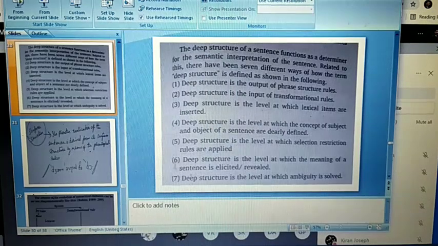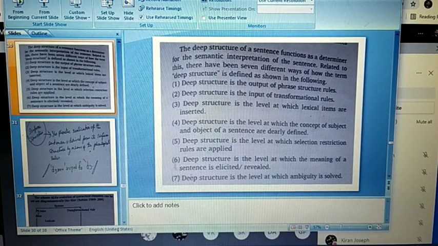So now deep structure, we have to understand deep structure. What do you mean by deep structure? Can you see a new slide? Hello? Can you see a new slide? Hello? Okay, so look at that.